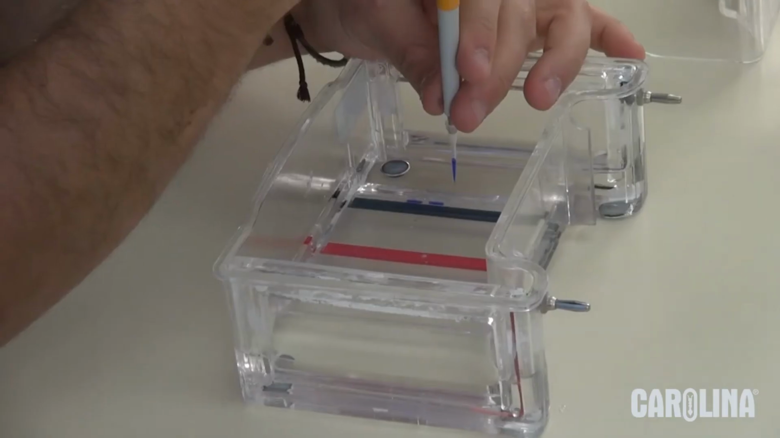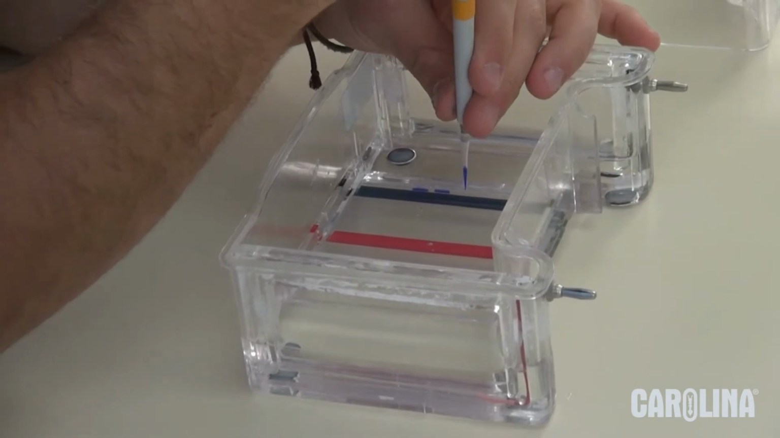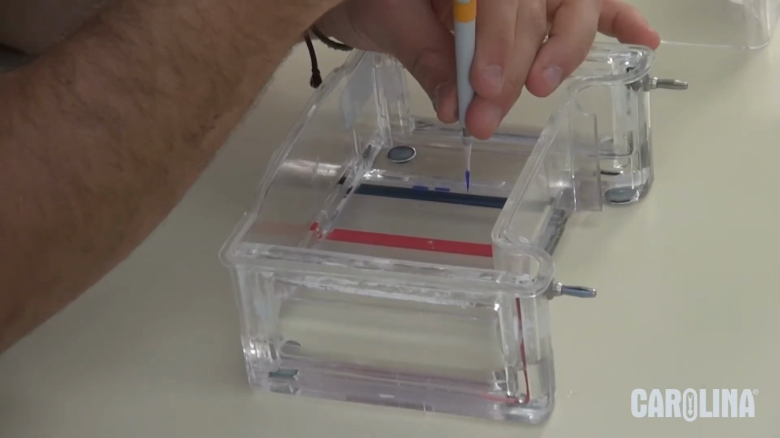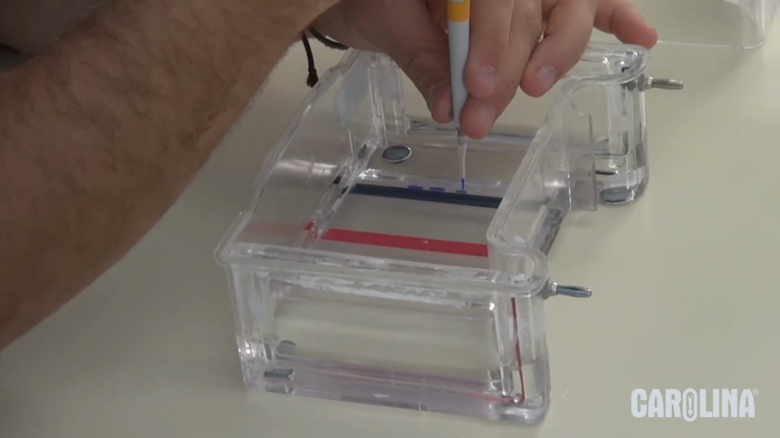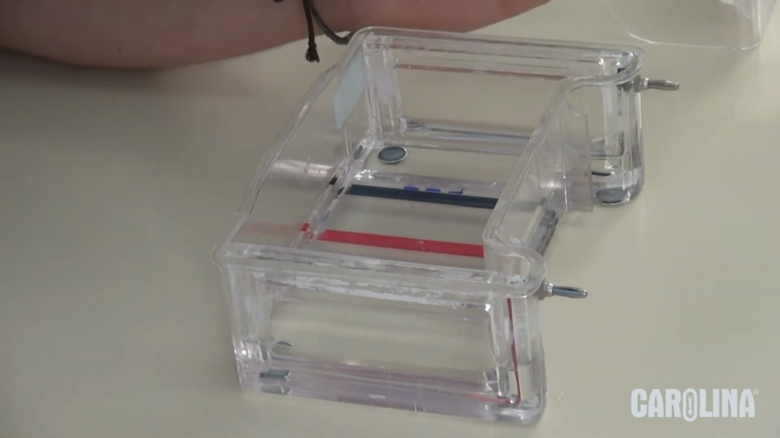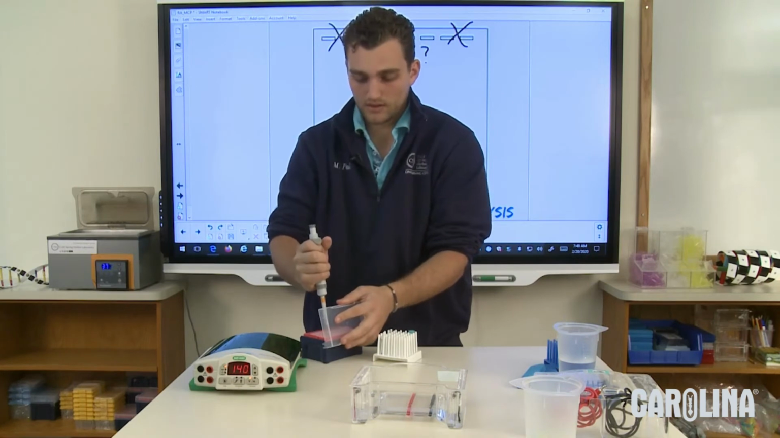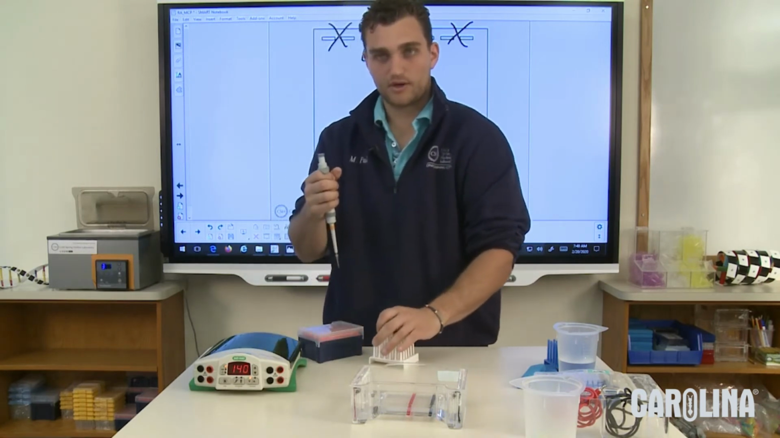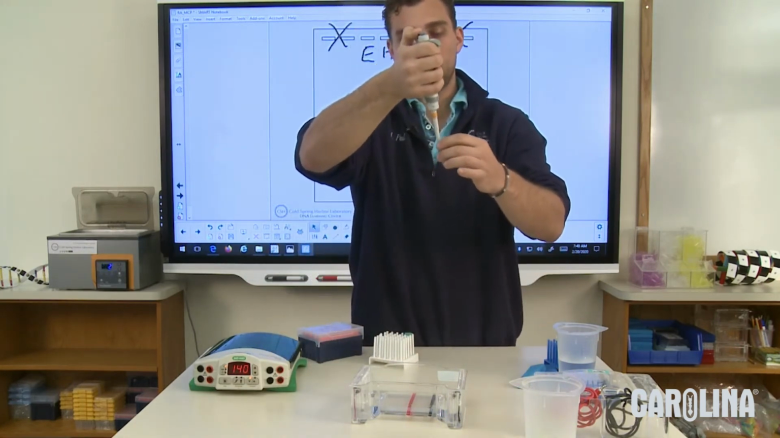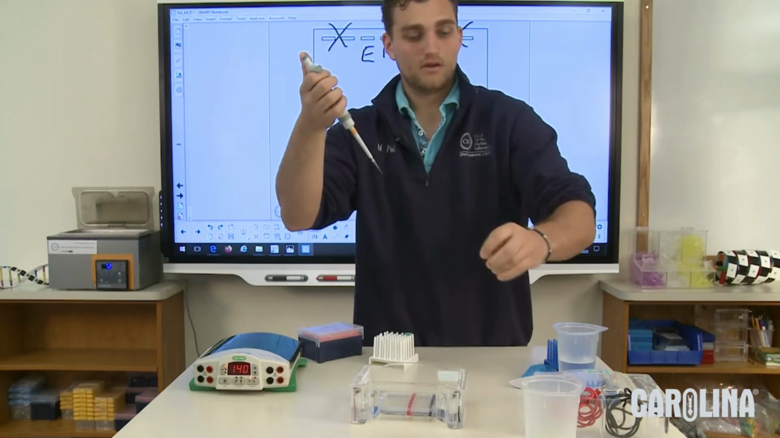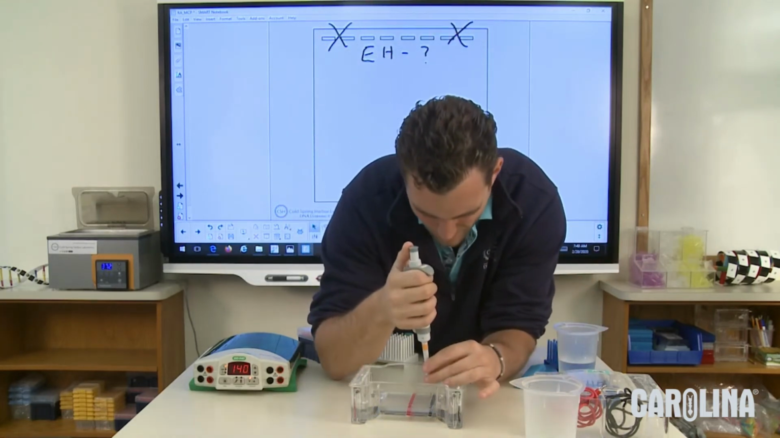All right, so next one is minus. Once again, I am just breaking the surface of liquid right above the well, and then I push down to the first stop, hold my thumb down until I'm out. Change my tip, and finally, this is my question mark time. Down to the first stop.